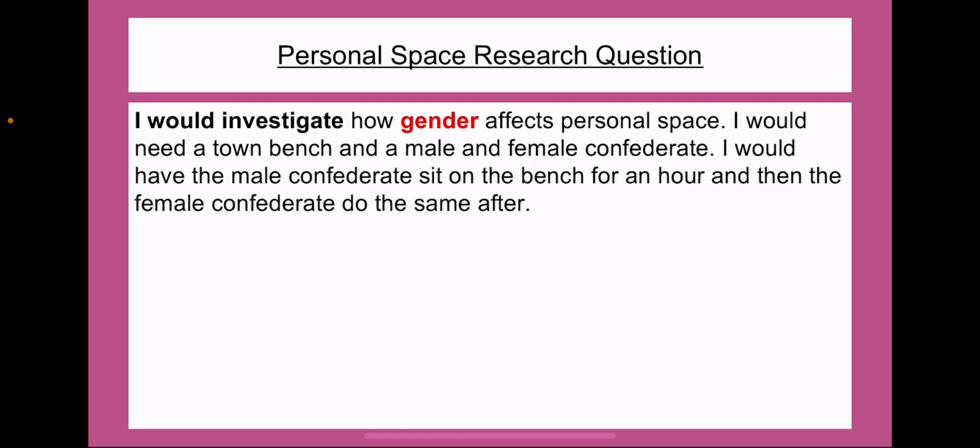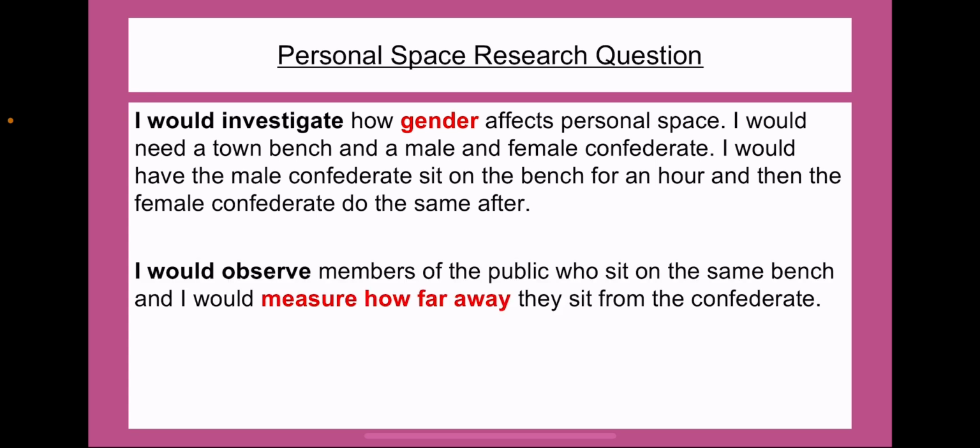So just going to share with you a little method that I might use here. If I was going to investigate how gender affects personal space, I would need a town bench and a male and female confederate. That's going to be my gender factor. I'm then going to have the male confederate sit on the bench for an hour, and then the female confederate do the same afterwards. So I've got it all set up. I've got a bench, I've got a male and female to do the gender test. That should all work out.